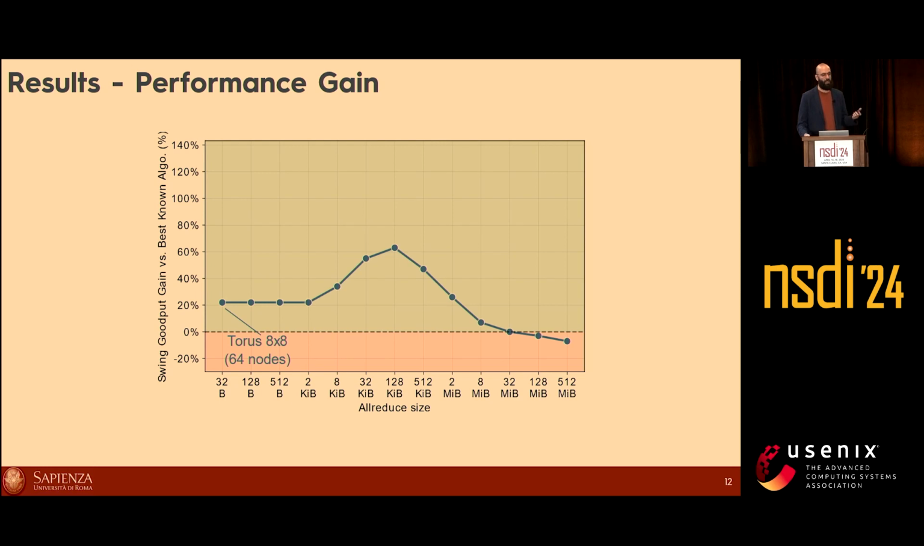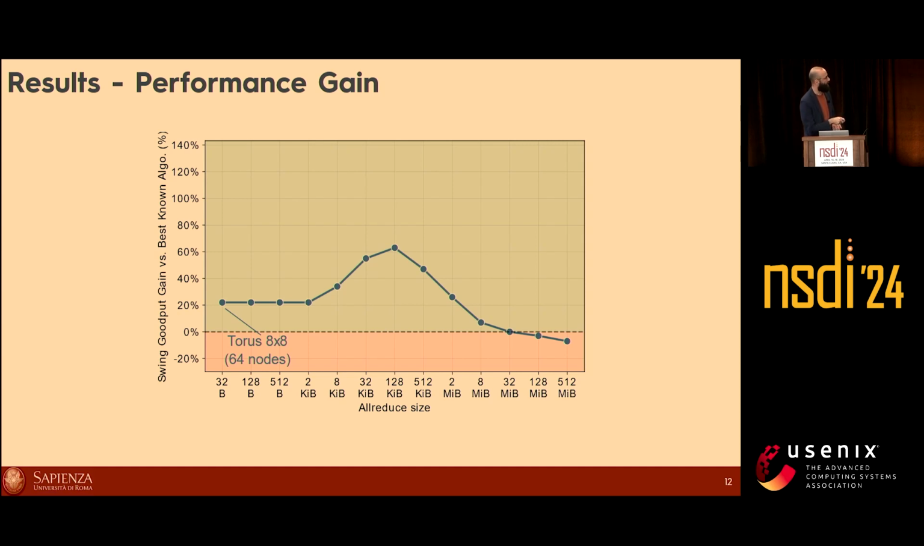Okay, so let's start with the 8x8 torus. We can see this kind of bell-shaped curve, which was actually what we were expecting. In the paper, you also find some theoretical modeling behind that, of what we can expect. And we expect exactly that. So the largest advantages are in the medium size Allreduce range. In this case, between like 2 kilobytes and 2 megabytes, more or less.